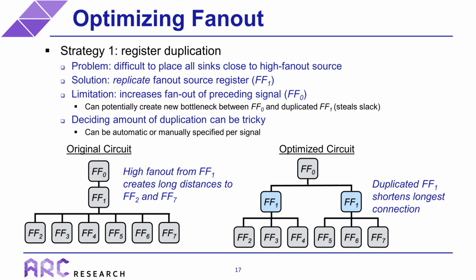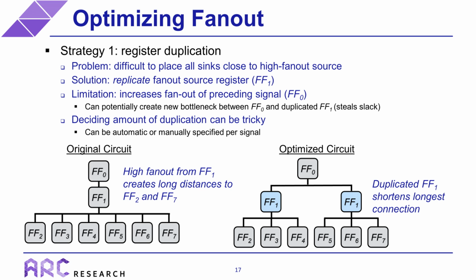So one way we can optimize fan-out bottlenecks is through something called register duplication. First, the problem with fan-out is that it is often difficult to place numerous sinks for a high fan-out signal close to the source. So you end up with both distant resources and routing congestion. This is illustrated in the left figure, where the sinks of the fan-out, flip-flops 2 through 7, can't all be close to flip-flop 1, which is the source.